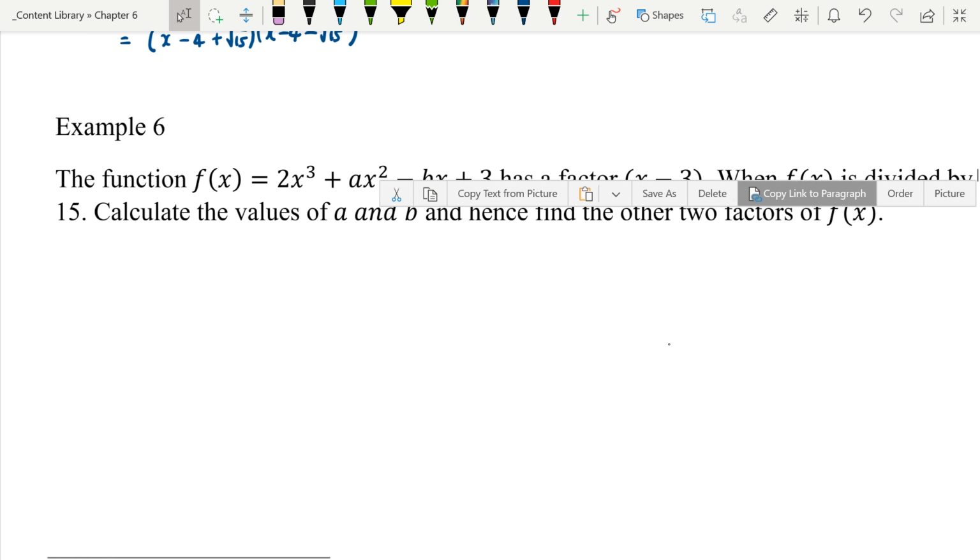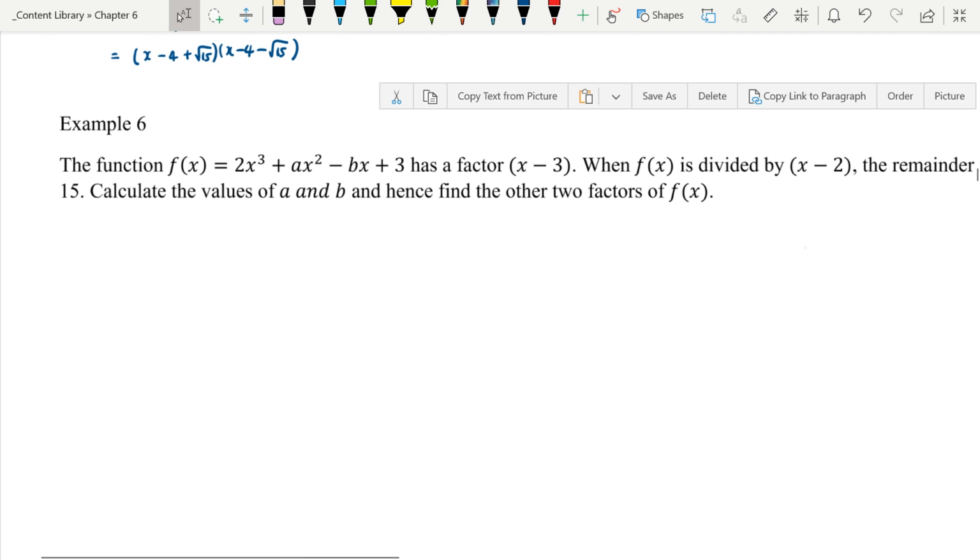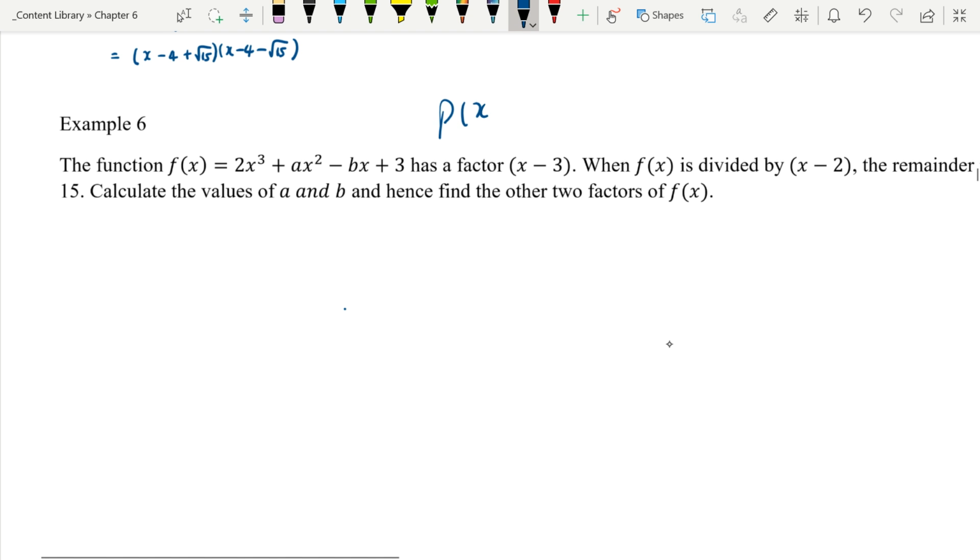Okay, trying to remember what we learned last lesson. We learned the synthetic method, the boxing method, and then we learned the factor theorem and remainder theorem. Just a general question. If p(x) is divided by x plus 2, what can give me the remainder? How can I find the remainder without doing long division? Substituting negative 2 into p(x), I will get the remainder.